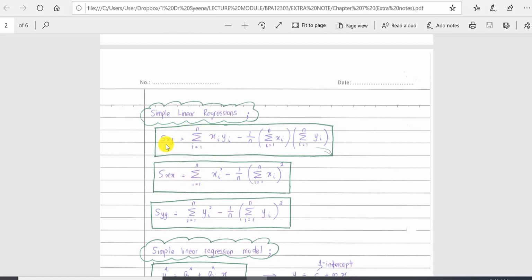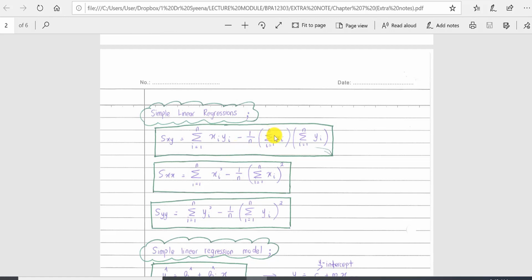So this is the formula to get the Sxy. Okay, the formula is the summation of the xi times with the yi. Okay, what does it mean? This means that your x times with your y. And the summation, minus 1 divided by n. So what is n? n is the number of data.